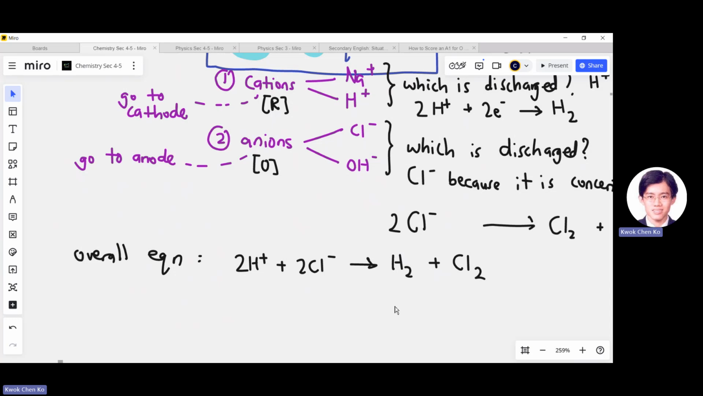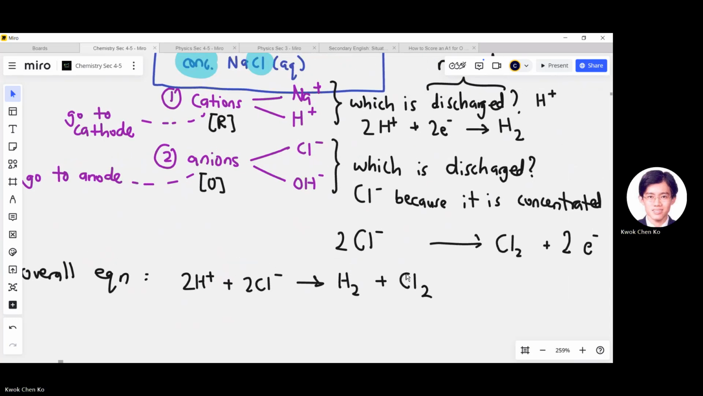So scenario 3, nothing fanciful here. Reminder, overall equation does not involve electrons. Make sure you don't show any electrons inside. That's the key point. That is the important point. You can try the same for the other scenarios. Likewise, not just for electrolysis, but for simple cell as well, you can do that too.